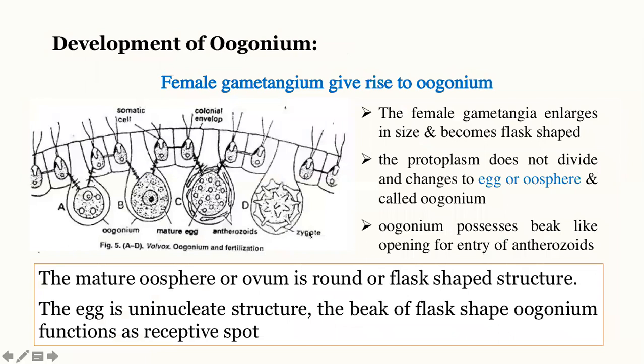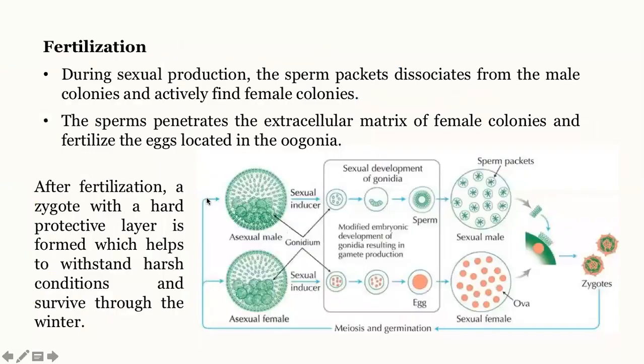And then the female gametangium, again a flask-shaped structure, is formed, but here there is no cellular division. Instead, the cellular component will get transformed itself into an egg or an oosphere. And there is a receptive spot through which the antherozoids can enter into the oogonium and effect fertilization. After fertilization, the zygote will secrete protective layers so that it can withstand harsh environmental conditions.